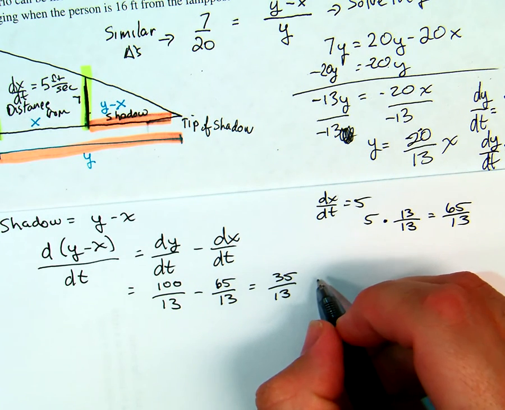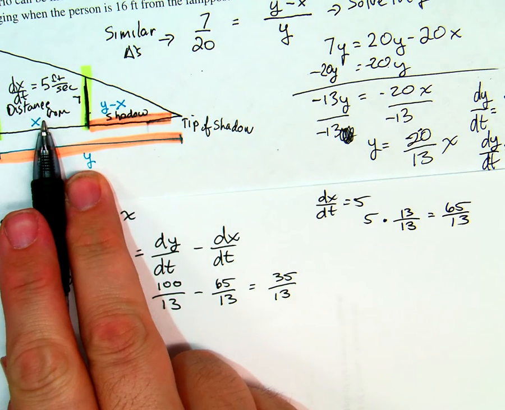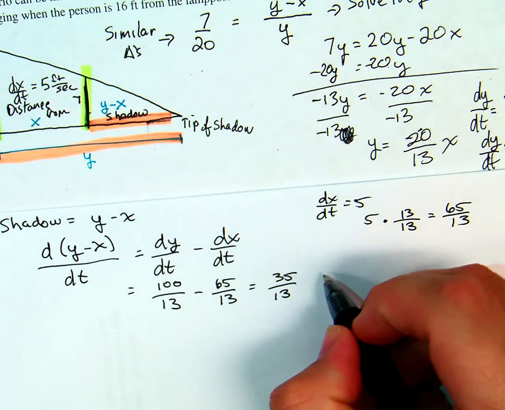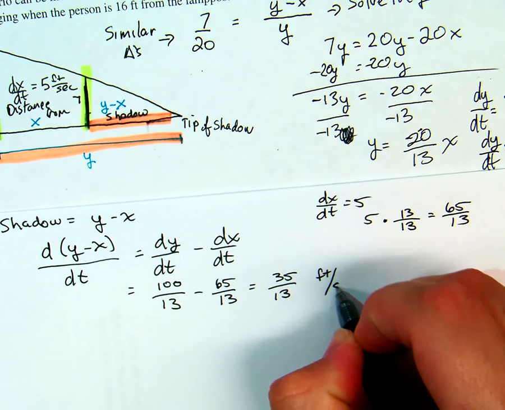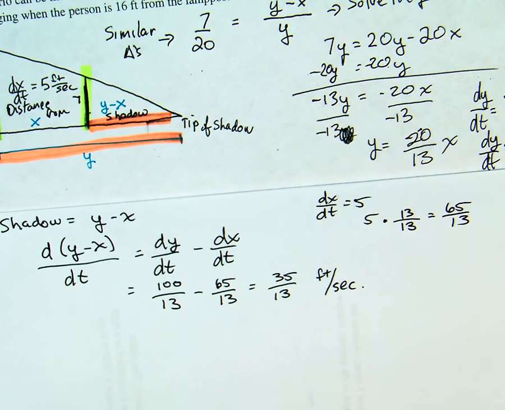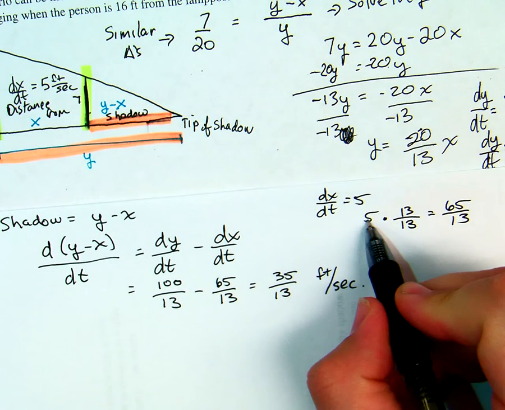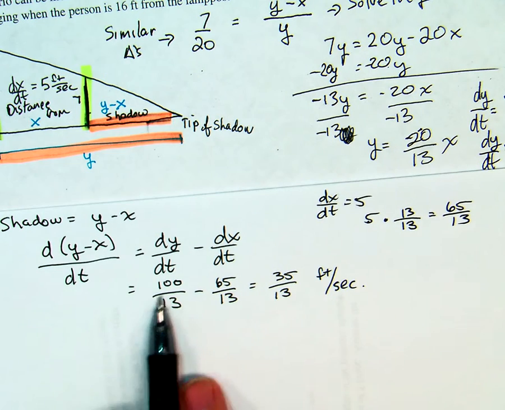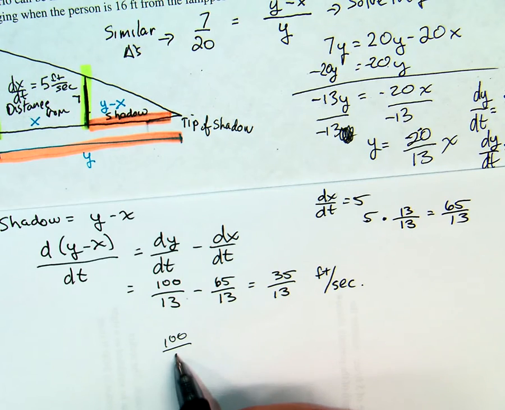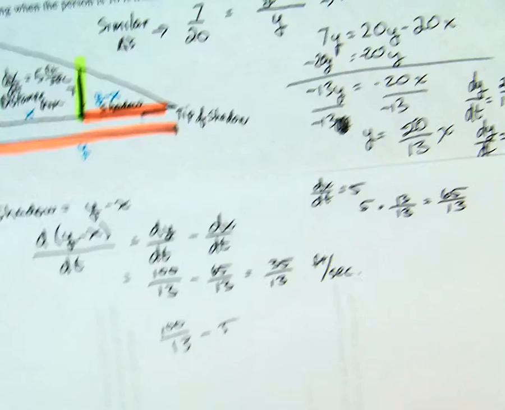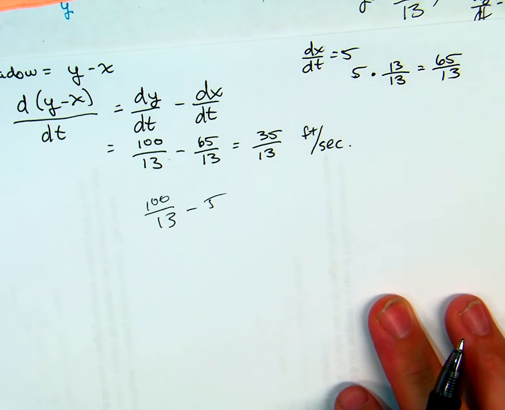Where did you get the 13 over 13? I needed to make 5 into a fraction. This would have been 100 over 13 minus 5, which, if we had a calculator, would have been just fine. But if you don't have a calculator, then we have to make it into a fraction with like denominators. So that's what I did the 13 over 13 for.